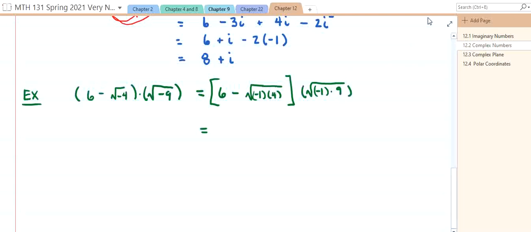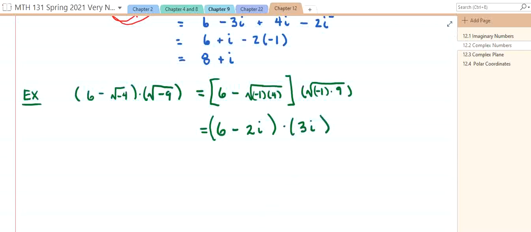Well, this equals 6 minus the square root of 4 times the square root of minus 1, or the square root of 4, the principal root is 2, times the square root of minus 1, which is i. And then, of course, this quantity is multiplied by the square root of 9 times the square root of minus 1. So the square root of 9, the principal value, is 3. So this is times 3. And the square root of minus 1 is i.